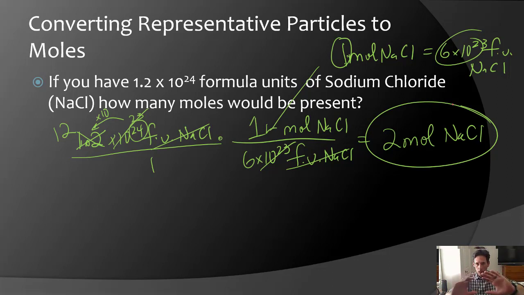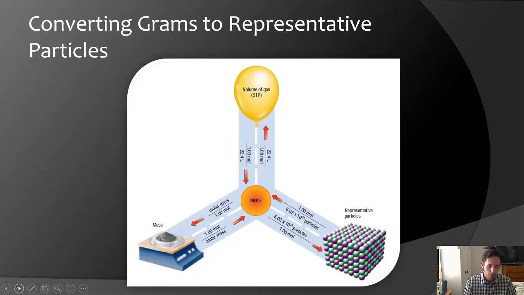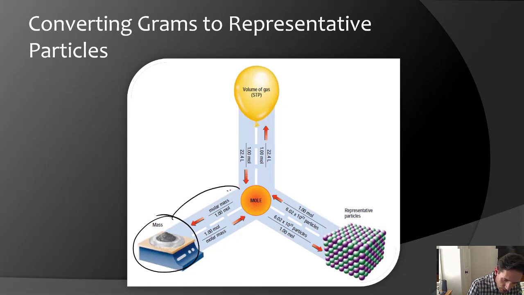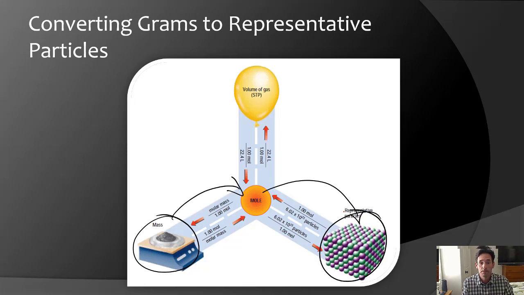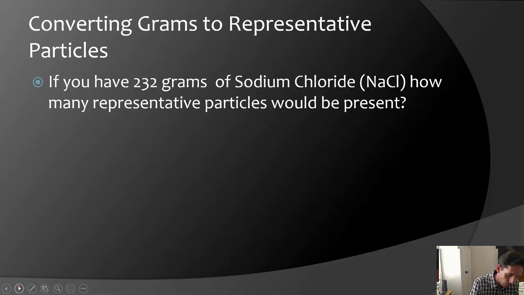So here are the hardest questions I can give you. These last two are the hard ones. And here's the reason why they're hard. We're going from mass to representative particle. You're like, what? What do you mean by mass to representative particle? Meaning, I am going to go from here, mass, to mole, then to representative particle. Notice, there is no way to go directly. So, got to go through the mole first. That's the key. You got to go through the mole first. So let's go ahead and work this out.